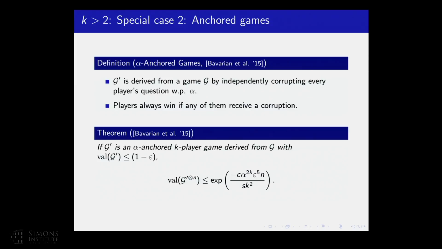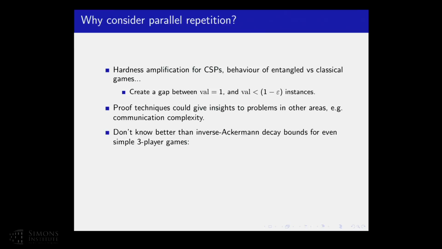So besides these two, we don't have any other results currently known. And one might pause to ask why we are considering parallel repetition at all for the case of k greater than 2. Well, first, parallel repetition is a direct tool used for showing hardness amplification for CSP problems in general. And also these proof techniques could help us make progress on similar questions like direct product theorems in communication complexity. Also, the main reason for me is it's pretty maddening that we do not know better than inverse Ackermann decay bounds for even very simple 3-player games like the one that was mentioned.